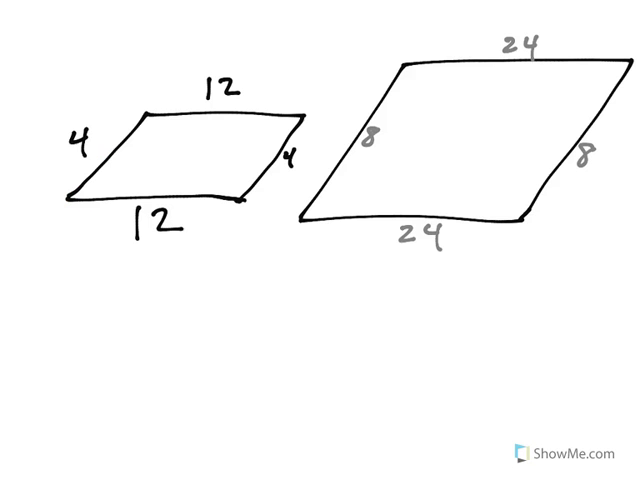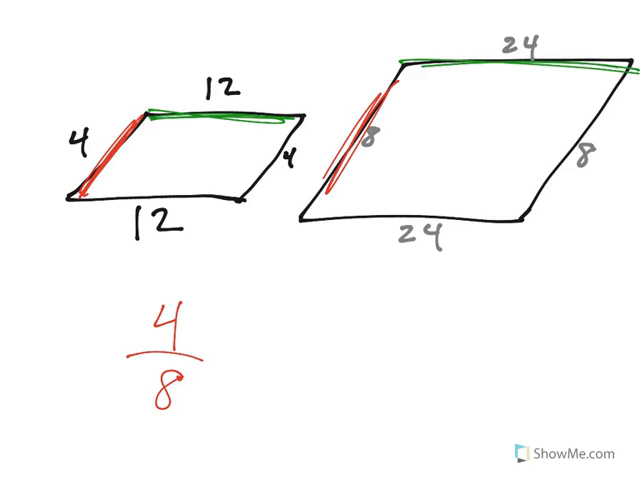What that means is here you see we have two parallelograms. We have one on the left where we have sides 4 and 12, and on the other side we have sides 8 and 24. For these two to be similar, that means the short sides, 4 compared to 8, have to be in the same ratio as the long sides, 12 to 24.